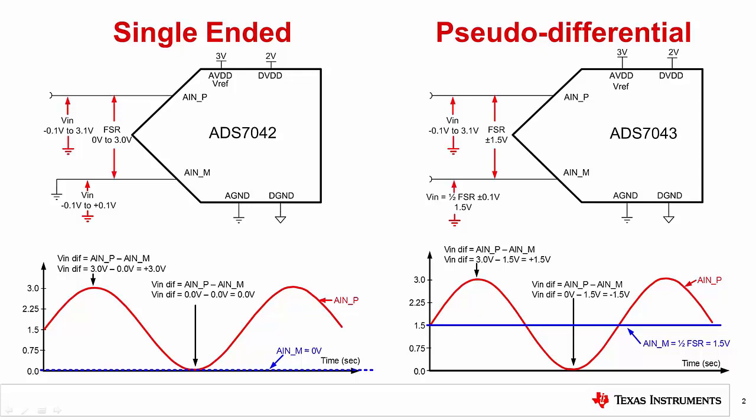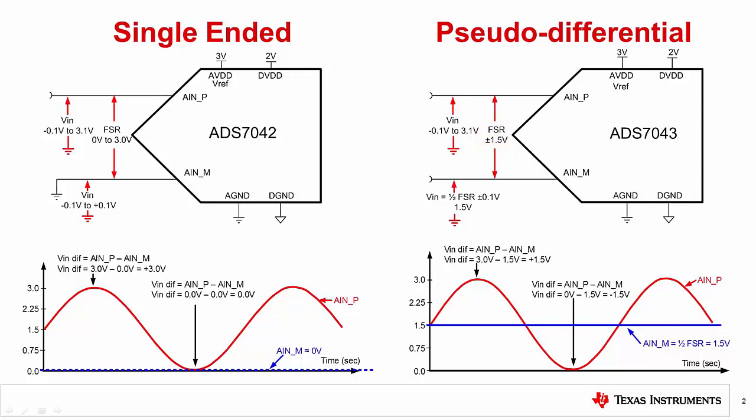The pseudo-differential input measures the input signal with respect to 1/2 of the full-scale range. In the example shown, the full-scale range is 3 volts, so the negative input will be connected to half the full-scale range, or 1.5 volts plus or minus 100 millivolts. The voltage connected to the negative input needs to be accurate because the specifications typically allow only plus or minus 100 millivolts of error. The positive input can swing above and below the negative input, producing a positive and negative differential input.